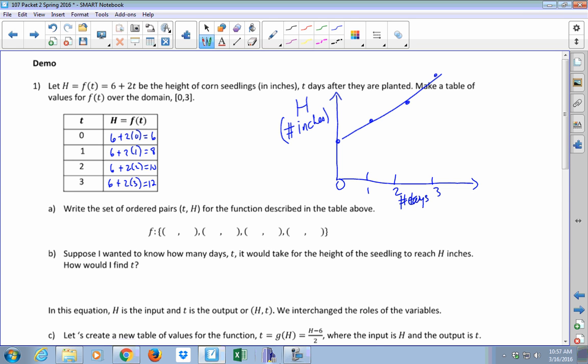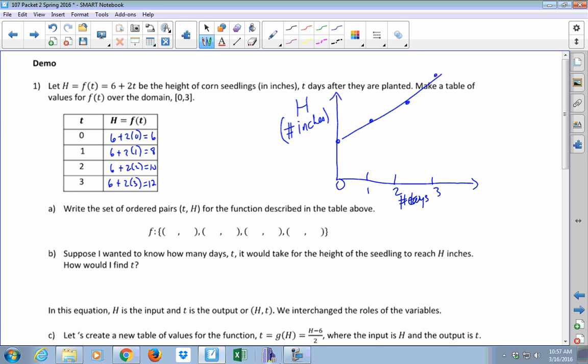The other thing you could have done is you could have just looked at this equation, and with your knowledge of linear equations and functions, you say, I know I'm starting out at 6 because this is where my function says I'm starting at 6, because when t is 0, that's my starting point. We typically call that the y-intercept. In this case, it would be the h-intercept.